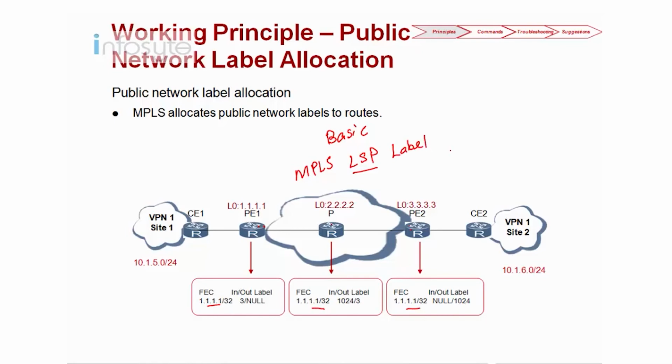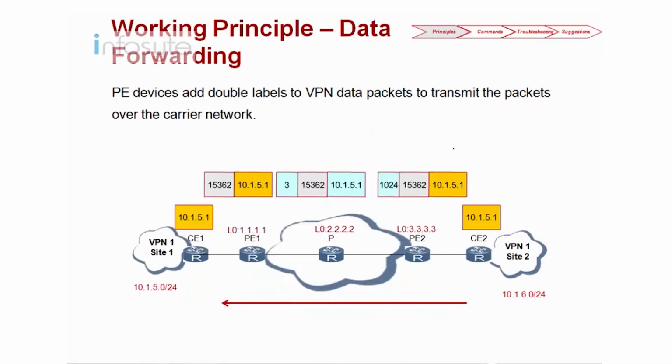So the label that is exchanged, 15362, is a VPN label. And this 1.1 is an LSP label. So they have two different labels. So now let's have a look at how the labels are switched between the PE, the P, and the PE equipment. So let's say right now CE2 wants to go to 10.1.5.1.